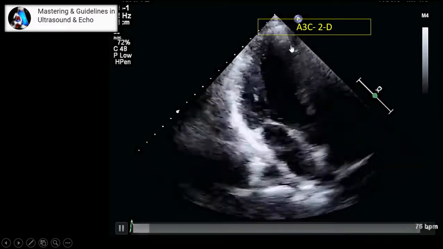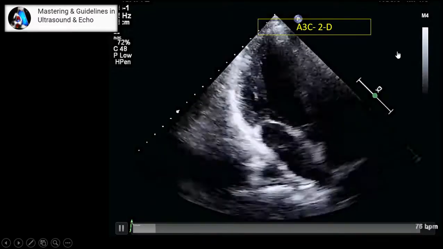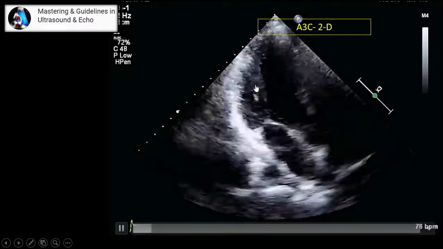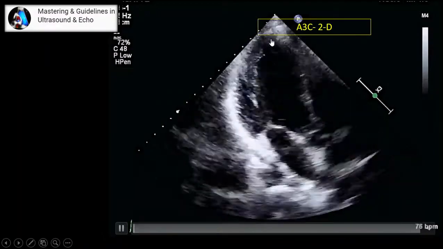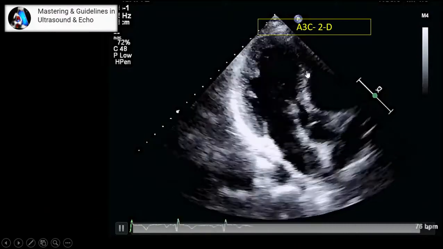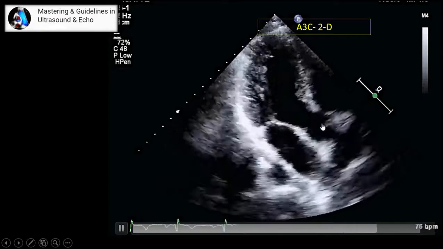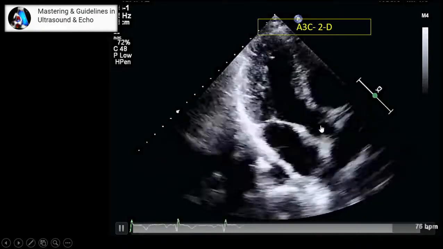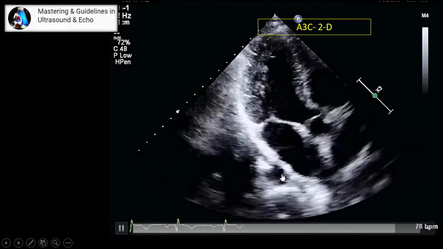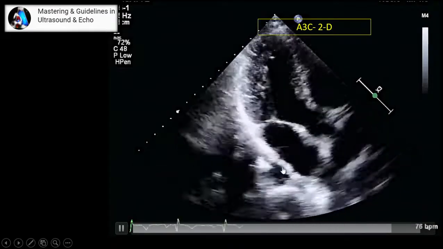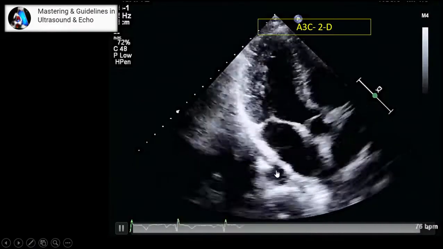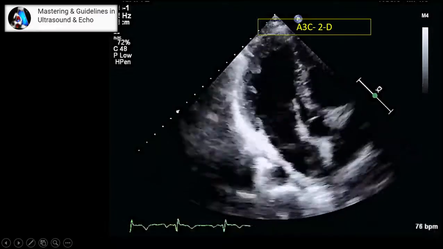In the plax we didn't see it because we put it here, so part of the left ventricle and the other part we will show. But in apical 3 we will see the clear apex, posterior wall, interventricular septum, anterior mitral valve leaflet, posterior mitral valve leaflet, LVOT, and aortic cusp. Here we will see the thoracic aorta very clearly on this image.